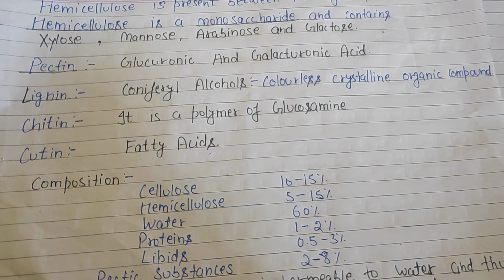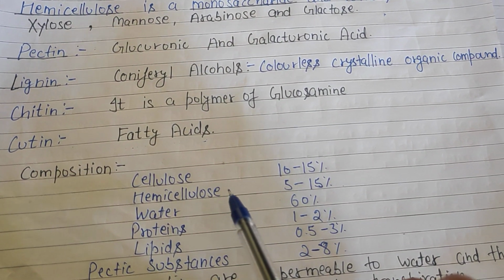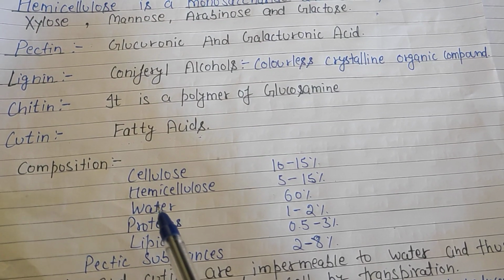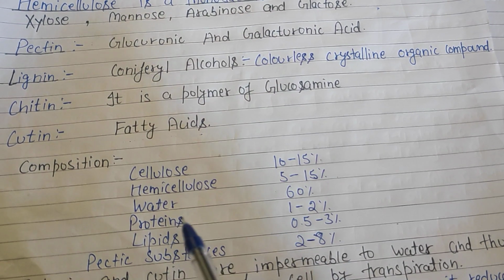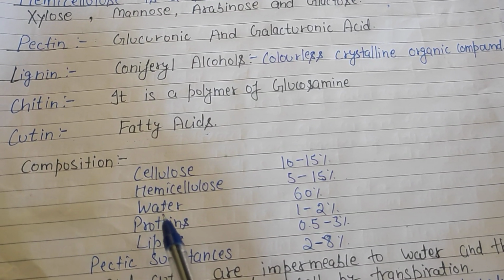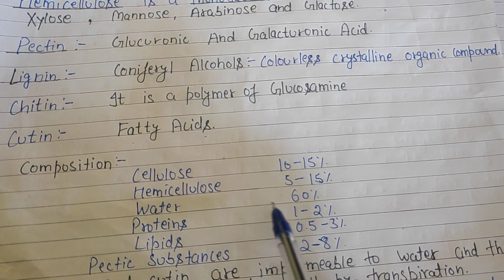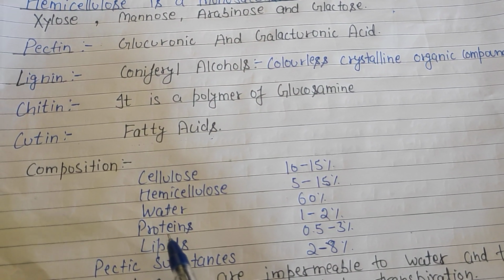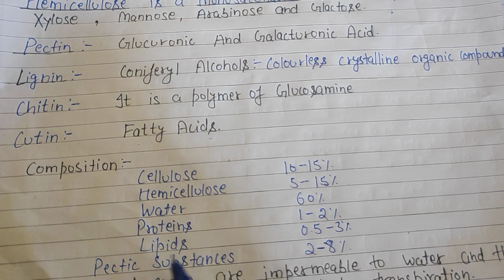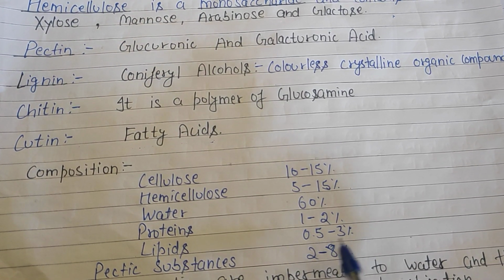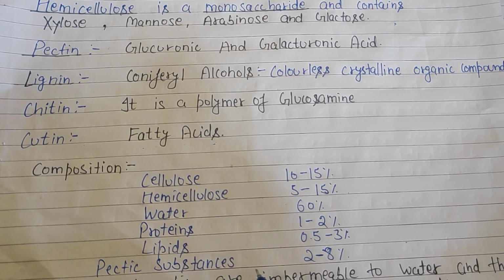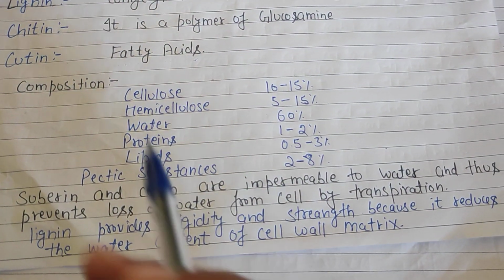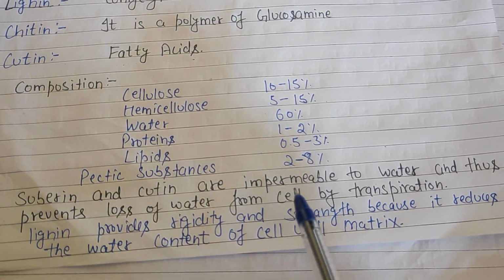If we look at the composition, cellulose is present in a concentration of 10 to 15%. Then we have hemicellulose from 5 to 15%, and the majority of the cell wall is actually water, present at about 60%. Proteins are there from 1 to 2%, lipids from 0.5 to 3%, and then we have the pectic substances from 2 to 8%, and suberin and cutin are also present.